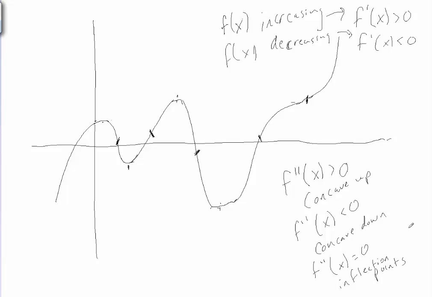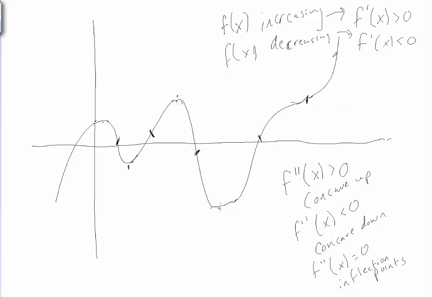So this point here, this point here, here, here, here, these will all be places where we have an inflection point, where it changes from concave down to concave up. And we could find these values of x by setting the second derivative equal to 0, and again solving for x.